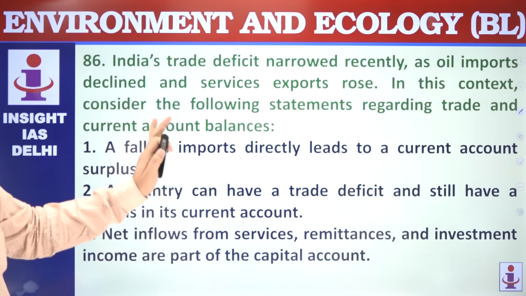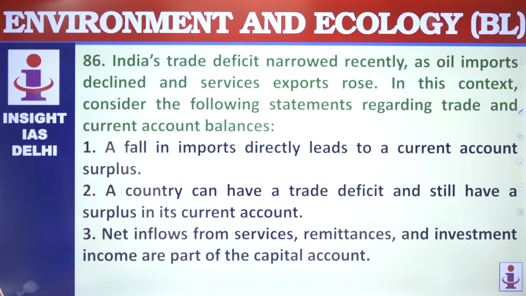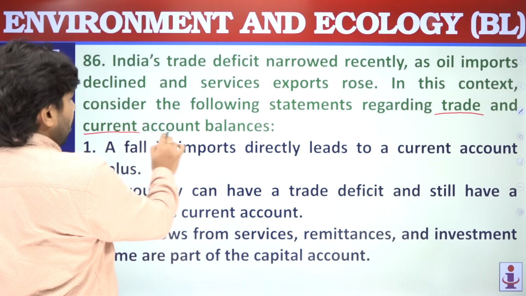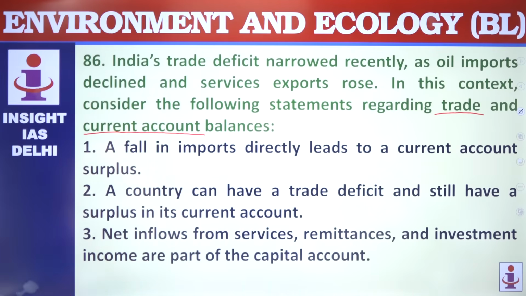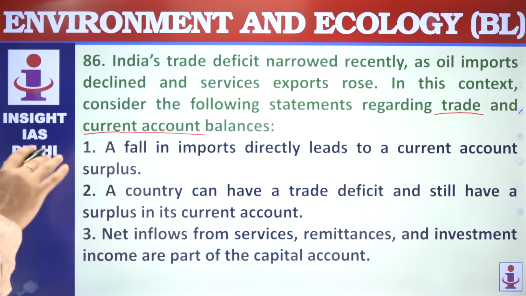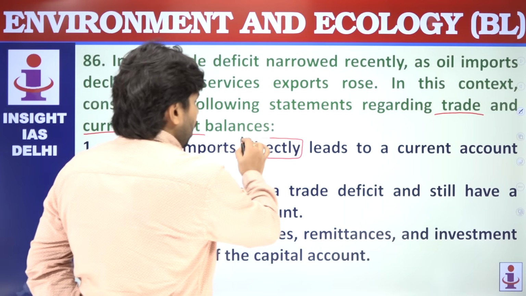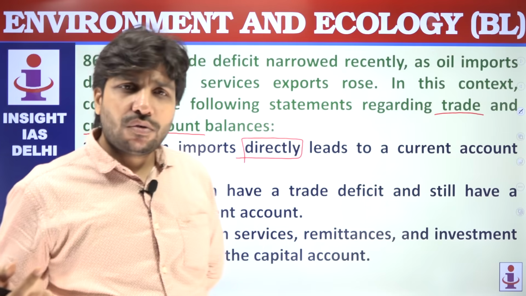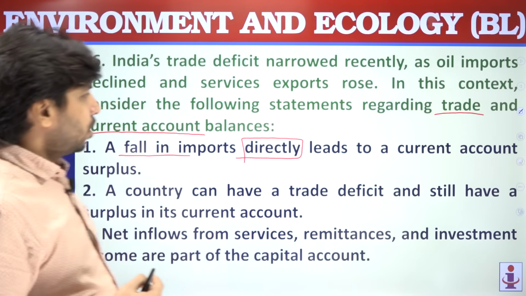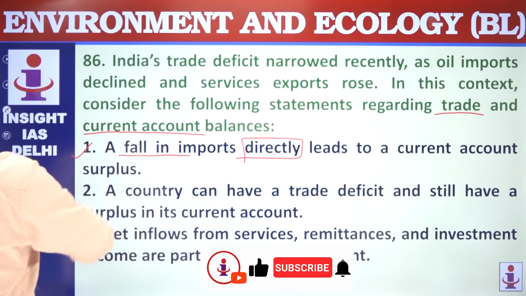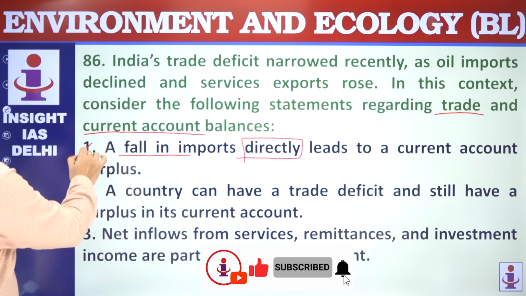India's trade deficit narrowed recently. In this context, consider the following statements regarding trade and current account balances. This question is testing your knowledge of trade and current account balances. Three statements are given and the question asks you to identify the correct one. A fall in imports directly leads to a current account surplus. A fall in imports cannot directly lead to a current account surplus. There are other factors involved. So it is not always directly leading to a current account surplus. So statement 1 is not correct.